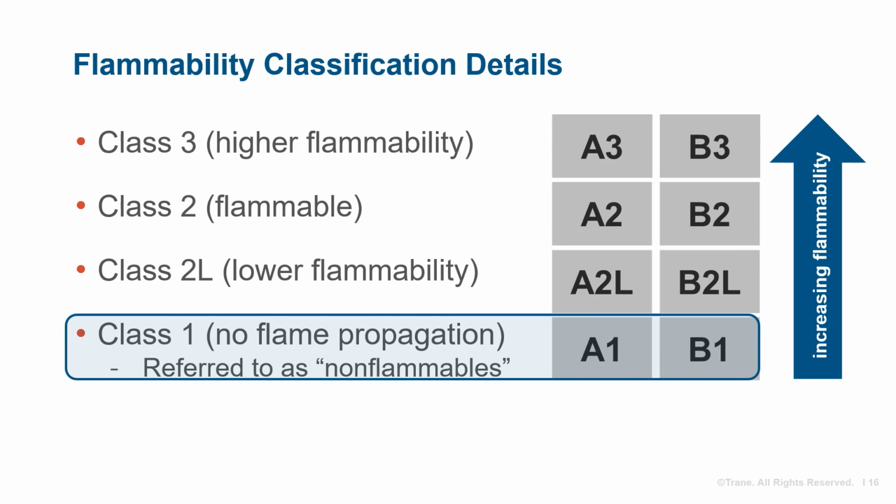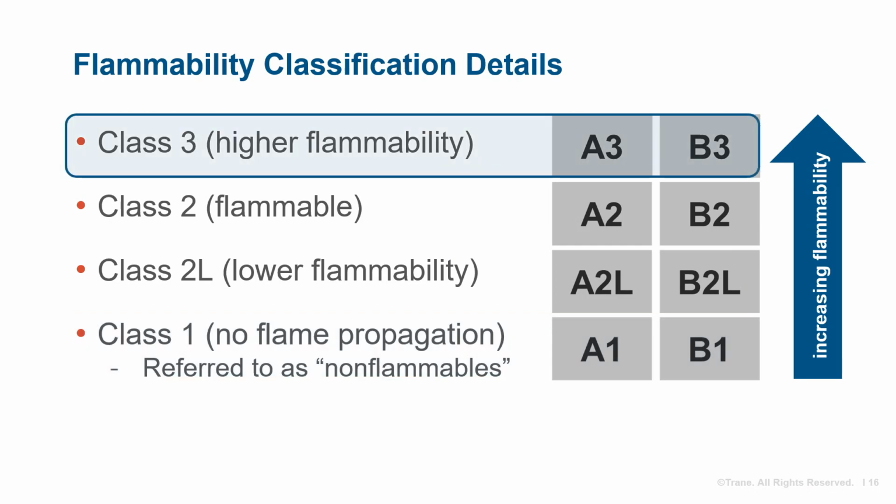Working down from the top, starting with Class 3 refrigerants, hydrocarbons fall into this classification, like R290, which is propane, and R600A, which is isobutane, because they have lower flammability limits, LFLs, meaning you don't need much of the refrigerant for it to ignite. Class 3 refrigerants are easy to ignite and they propagate flames easily. I think most people have experience igniting hydrocarbons, propane or natural gas in their homes when cooking.